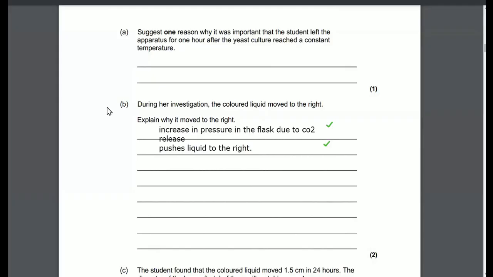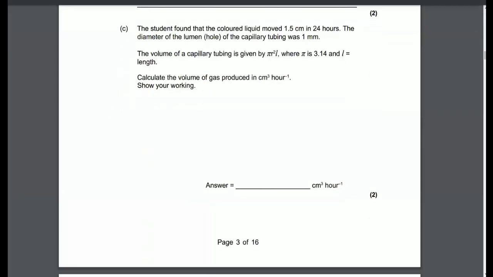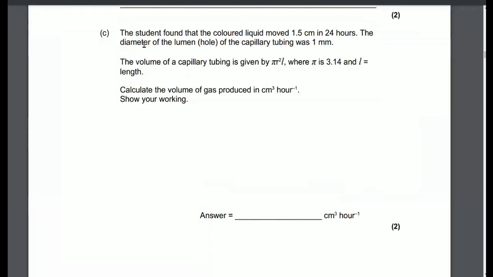Okay, let's move on to part C of this question. Oh, we got a little maths, biology maths. The student found the colored liquid moved 1.5 centimeter cubed in 24 hours. The diameter of the lumen hole of the capillary tubing was 1 millimeter. The volume of the capillary tubing is given by pi r squared times the length, where pi is 3.14 and L equals length. Calculate the volume of gas produced in centimeter cube per hour. So pause the video, have a go, and then watch the walkthrough.